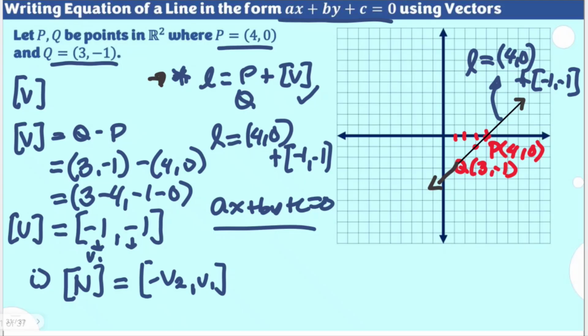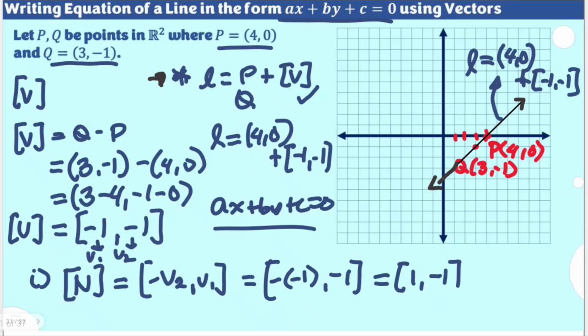This is our v sub 1, this is our v sub 2. So our normal vector using that is the negative of negative 1, and then you have your v sub 1, which is negative 1. So your normal vector is <1, -1>. This is the normal vector, or the direction vector of the normal line.